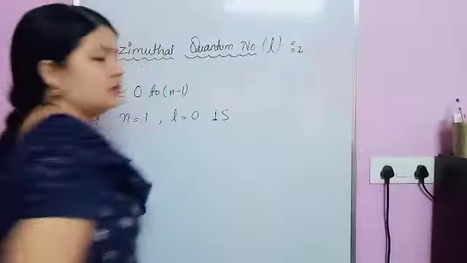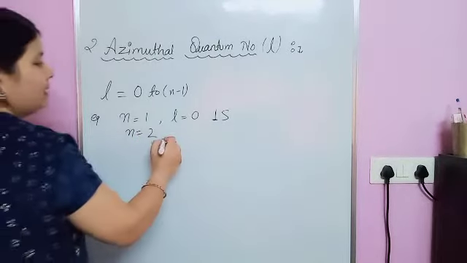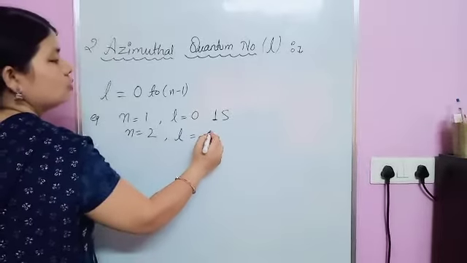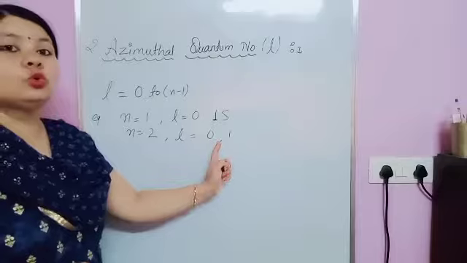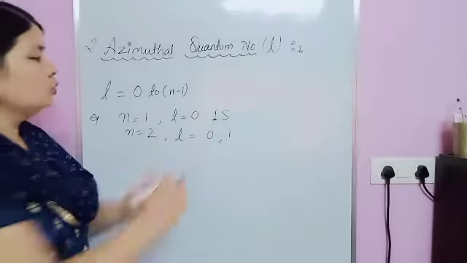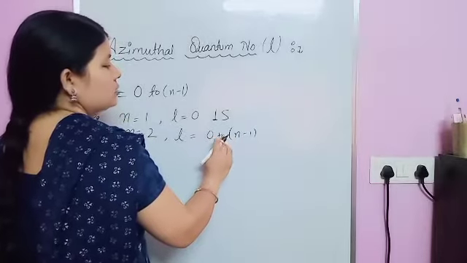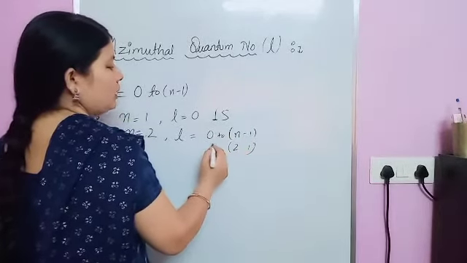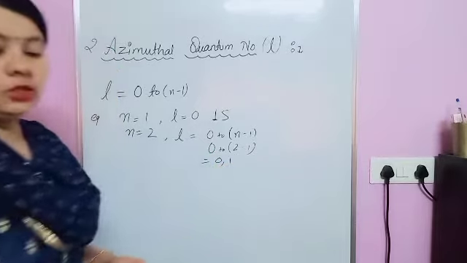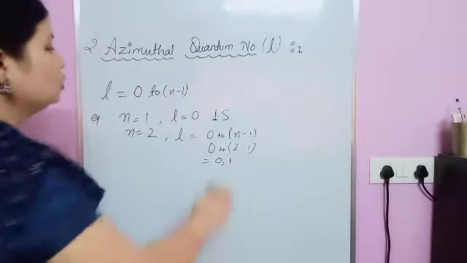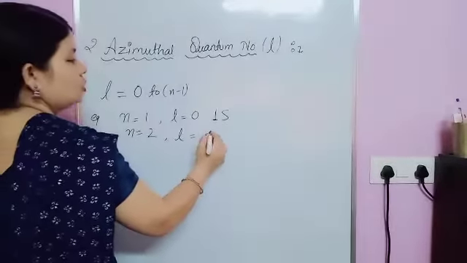Okay, now just see another one we have. Suppose value of n is equal to 2. In that case value of L is equal to 0, then 1. Why? 0 to n minus 1. n is equal to 2. If you put the value, this is 2 minus 1. So 0 to 1, so your answer is 0 and 1. So for n is equal to 2, value of L is equal to 0 and 1.